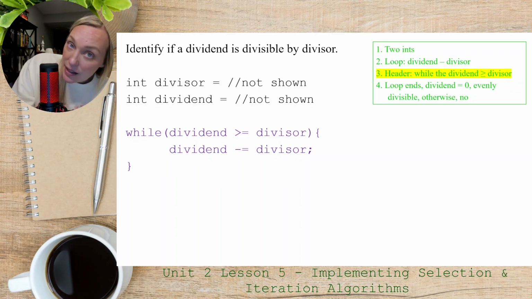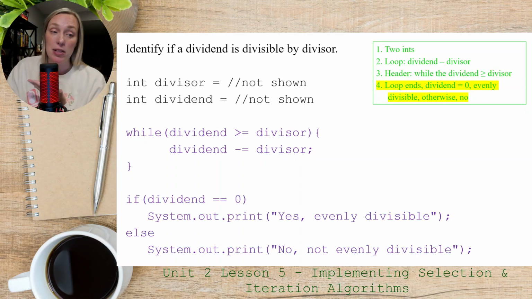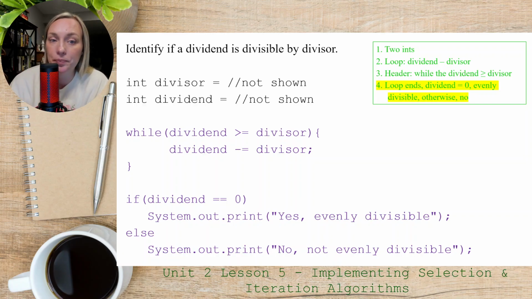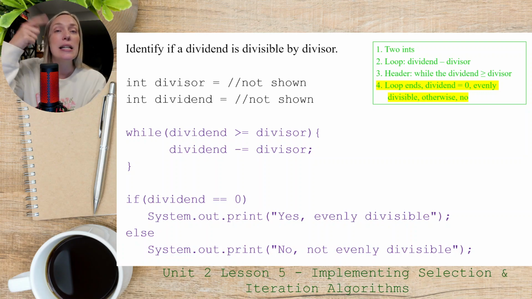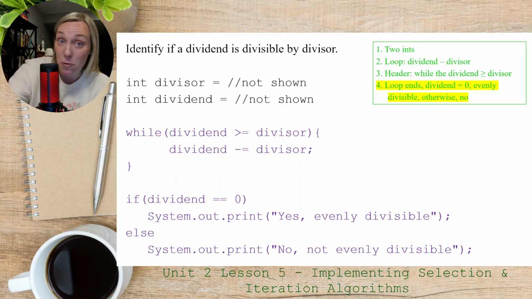became less than the divisor and the while loop was exited, then I had an if statement to ask. If the dividend was equal to 0, then yes, they were evenly divisible. Else, no, they were not evenly divisible. Okay. Now, I wanted to ask that question at the very end. I didn't need to ask that question every time, which is why it's not in my while loop.